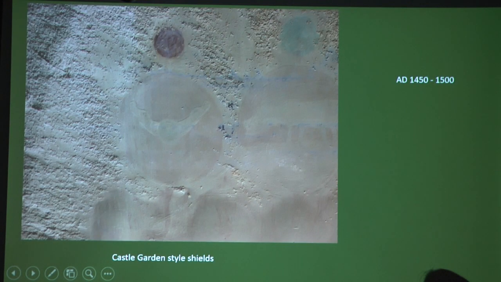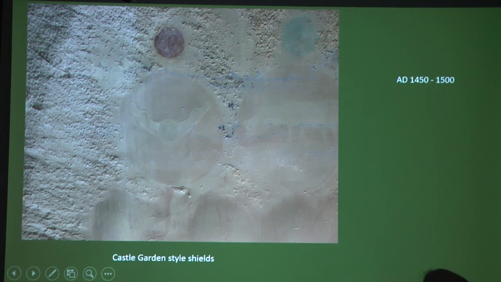Here you see some of these shield figures, and you'll see that you have this abrading of the surface. These are almost hubcap-like abrasions that are done into the wall. All of this has been abraded, and then the design is incised, and then they put the paint on later. And the use of green paint is another thing that is unusual for Castle Garden style shields. We date them at AD 1450 to 1500.